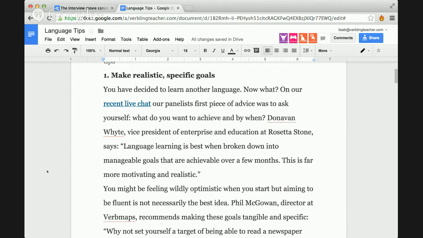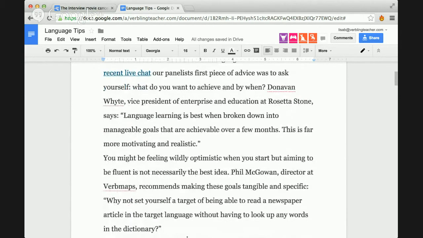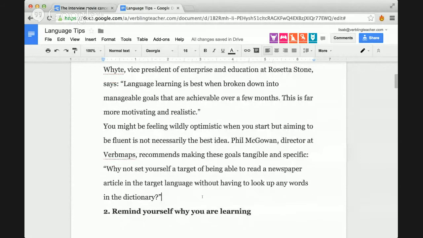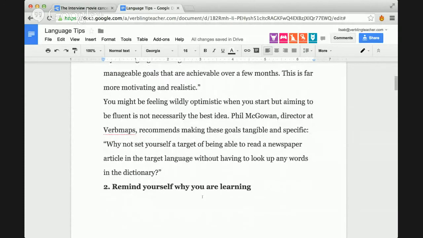Donovan White, Vice President of Enterprise and Education at Rosetta Stone, says, language learning is best when broken down into manageable goals that are achievable over a few months. This is far more motivating and realistic. You might be feeling wildly optimistic when you start, but aiming to be fluent is not necessarily the best idea. Phil McGowan, director of Verb Maps, recommends making these goals tangible and specific. Why not set yourself a target of being able to read a newspaper article in the target language without having to look up any words in the dictionary?